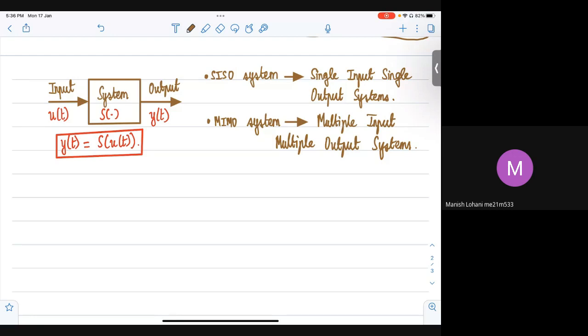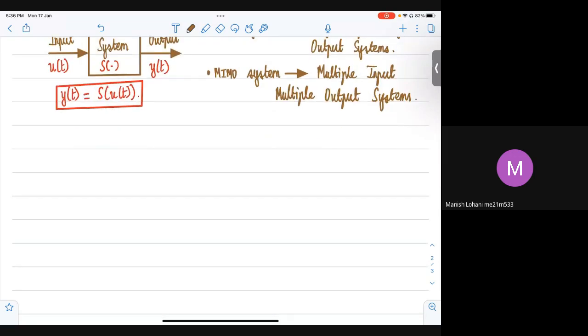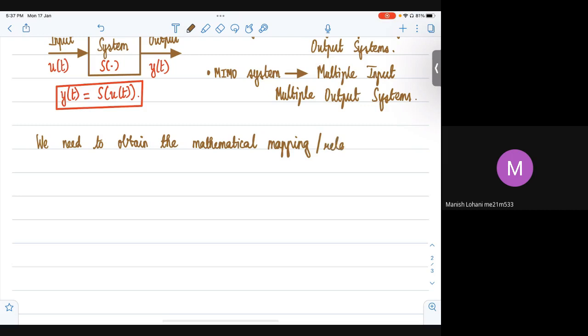So the first task at hand in this line of study is the following. We need to obtain the mathematical mapping or mathematical relationship between the input and output, between u of t and y of t. This is what is called a mathematical model of a system.